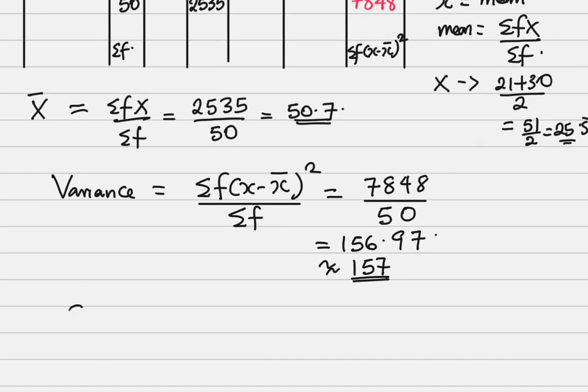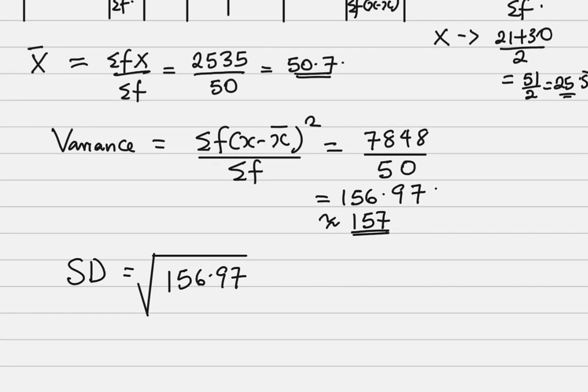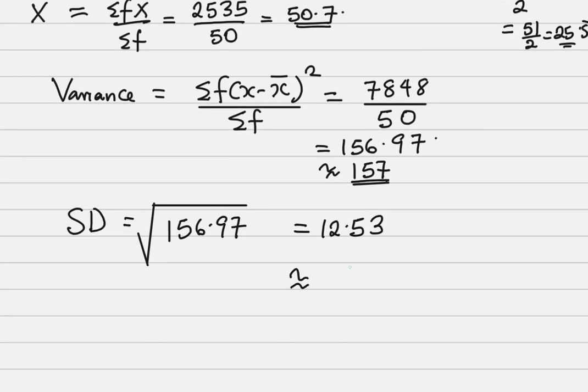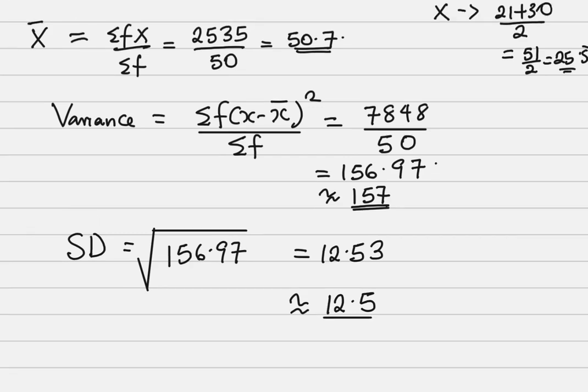Then we'll move quickly to find our standard deviation, SD. Our standard deviation is the square root of the variance, and the variance there is 156.97. You are going to use the raw value. Don't use the approximated value, okay? Now the square root of that is going to be 12.53. Approximately to one decimal place, that will be 12.5. So this is how to find standard deviation.